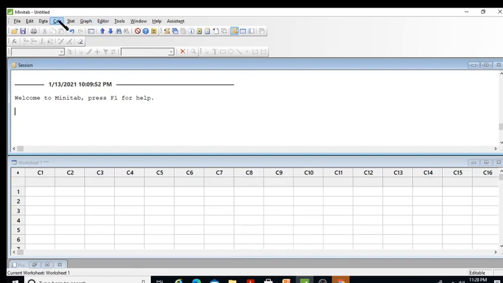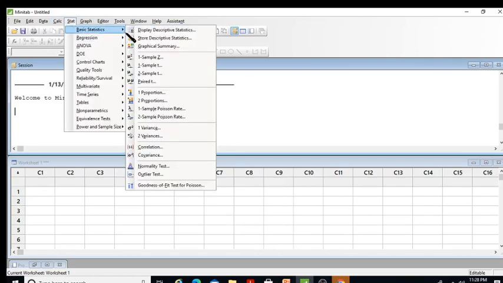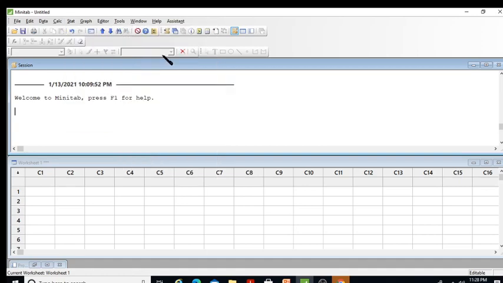we have to go onto this Stat tab and Basic Statistics, and then here you need to go to this One-Sample Z test. So for example, what we are interested in is determining whether the mean of a sample differs significantly from a specified value when the population standard deviation is known. So in this case, standard deviation is known. We just click on that.